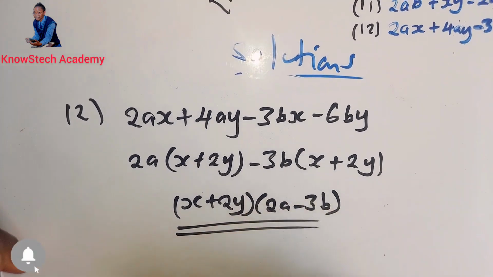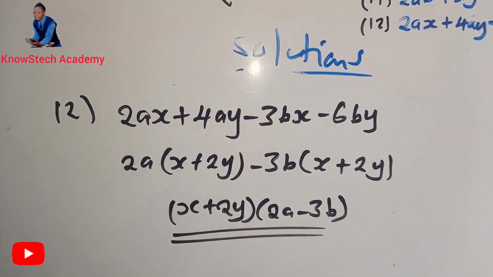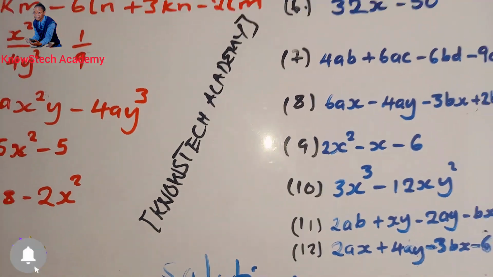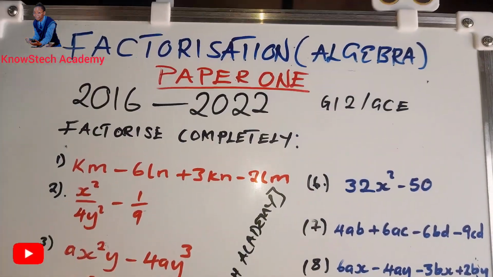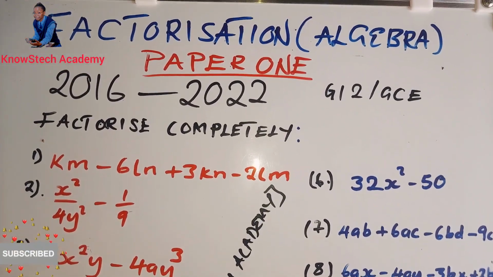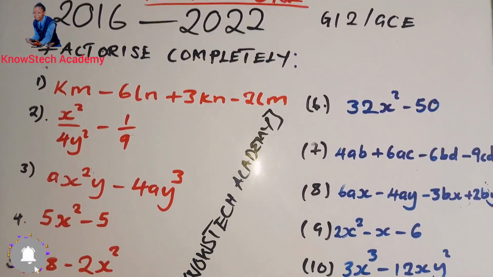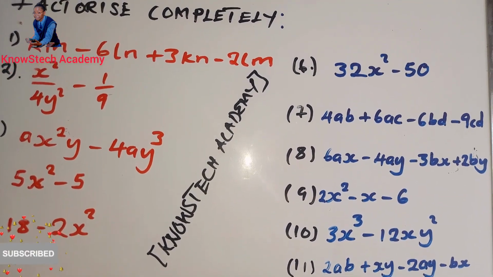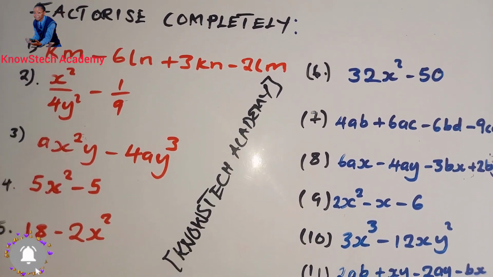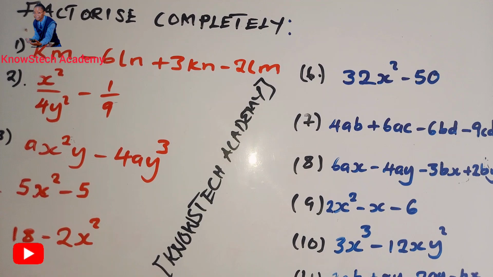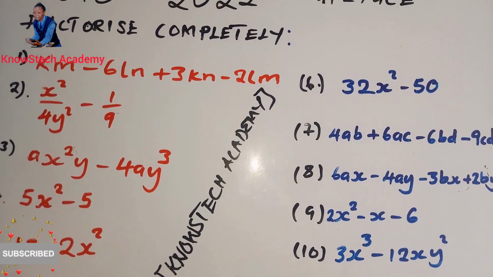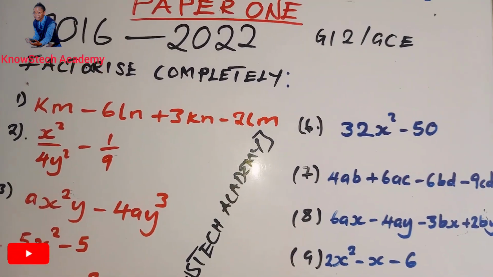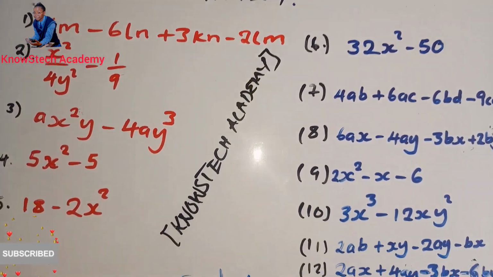Okay, so now we are done solving this question. We've solved all the 12 questions here, and we've spent 27 minutes, which is not bad. On average, we've spent 2 minutes on each question, because I was explaining.